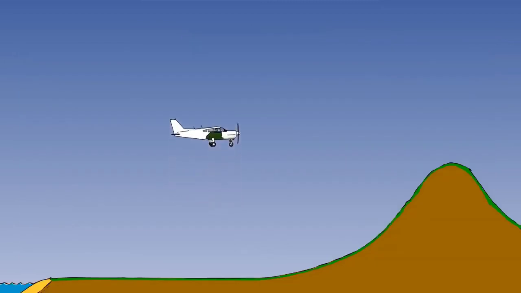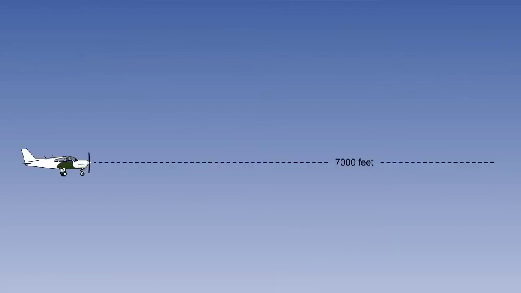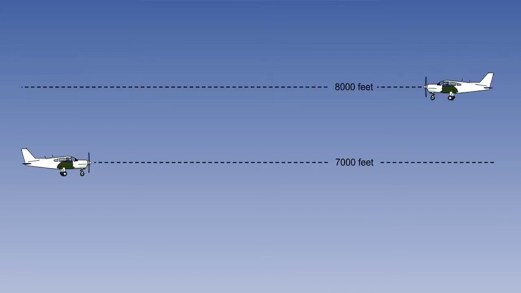But what if we are high enough to be in no danger from terrain? In this case, it is more important to avoid colliding with other aircraft. We require vertical separation. This aircraft could be told to fly at 7,000 feet, whilst this one is told to fly at 8,000 feet.